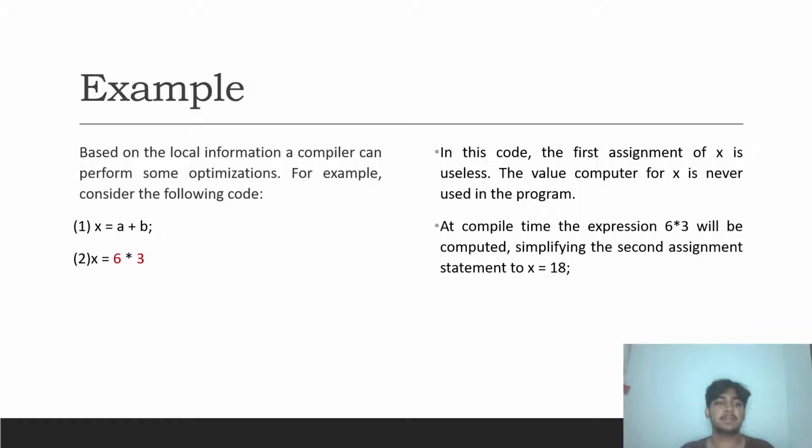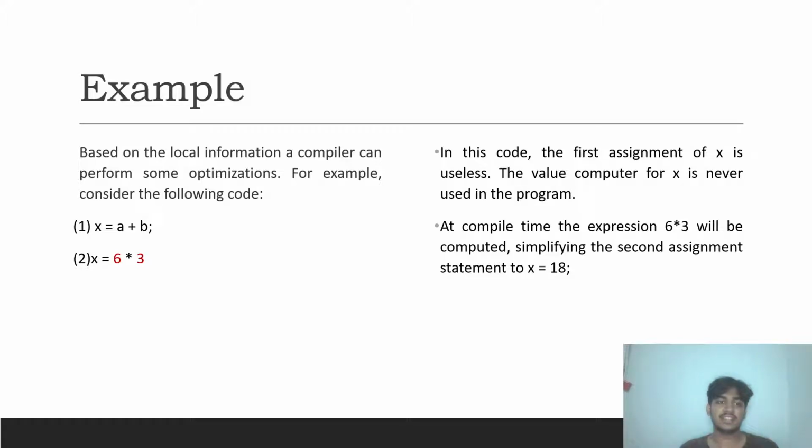So taking an example, we have two statements here, x equal to a plus b and x equal to 6 into 3. If you notice in this code, the statement x equal to a plus b is redundant. Why is this redundant? Because in line number 2, we are declaring x equal to 6 into 3, which is 18, which means that the value of a plus b is not required. It's redundant. We don't need it. We just never used it in the program.